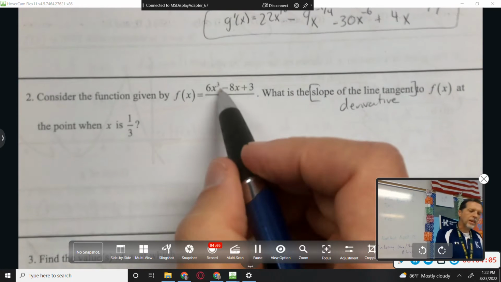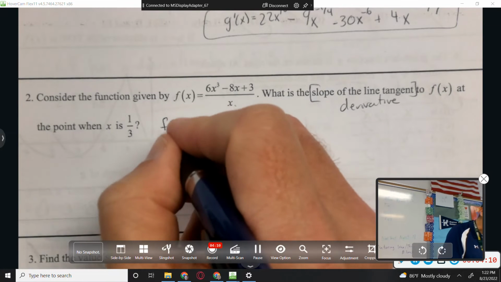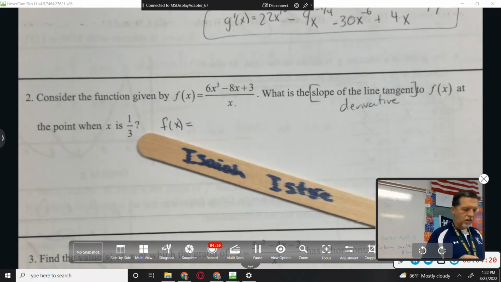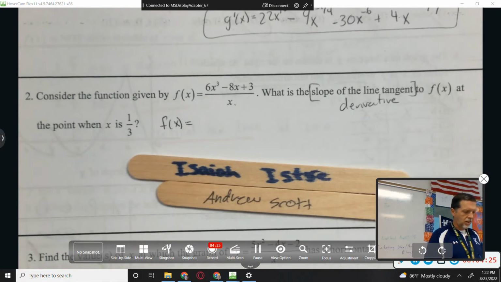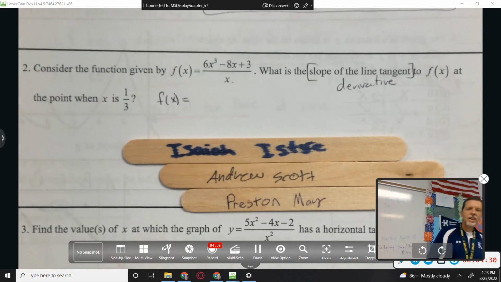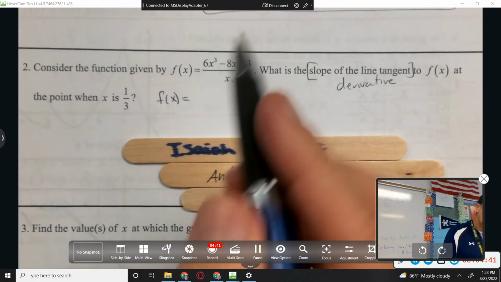Okay, well, I'm not allowed to take derivative of top and derivative of bottom separately. I need to rewrite this after I divide each piece by x. So let's divide each piece by x. There's 3 pieces. So we don't need time on this one, I don't think. Isaiah, what's 6x cubed divided by x? 6x squared.